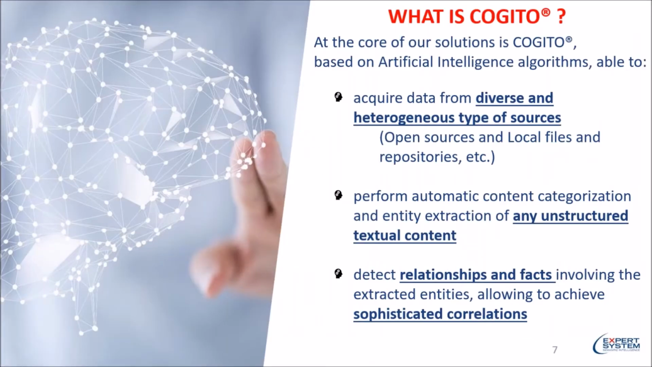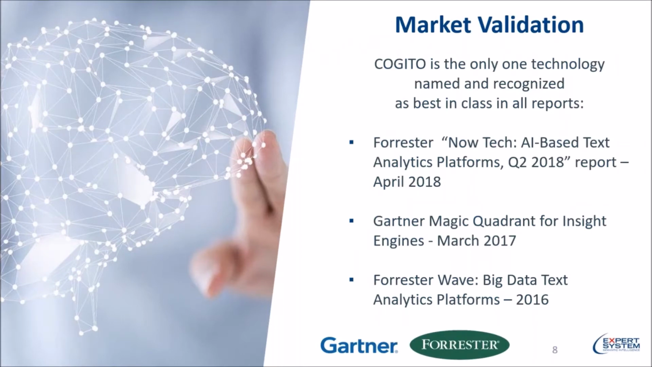And what is Cogito? Our solution is based on artificial intelligence algorithms, and it's able to acquire data from diverse and heterogeneous types of sources. We can analyze different types of sources such as open sources or local files. We are able to perform categorization and entity extraction of any unstructured text, and also to detect relationships and facts, so we are able to find sophisticated correlations. Our technology is validated and recognized as best in class in different reports such as Forrester and Gartner.